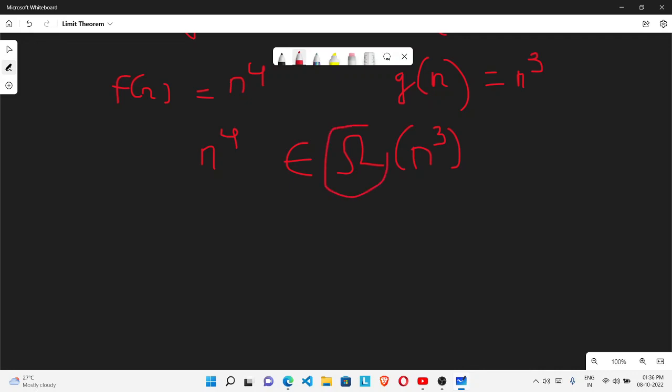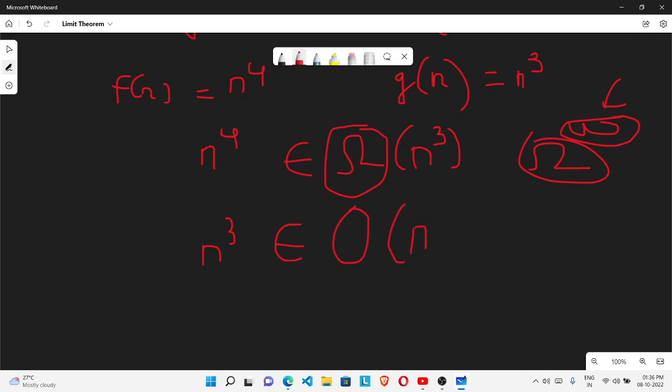Omega is this symbol, you know. Now in physics you might have studied ohms, omega, like that. Or this is actually big omega. We have small omega also. This you might have studied in wave equations in physics. All right, and we also have n cube belonging to the worst case of n raised to 4. So n raised to 4 is the best case of n cube.